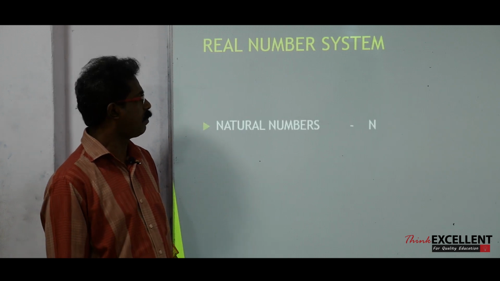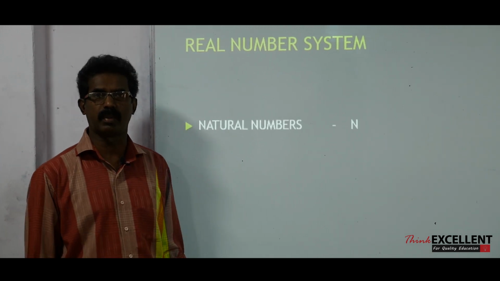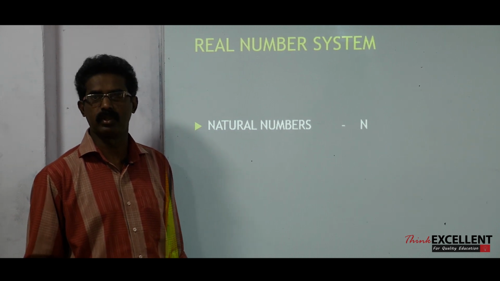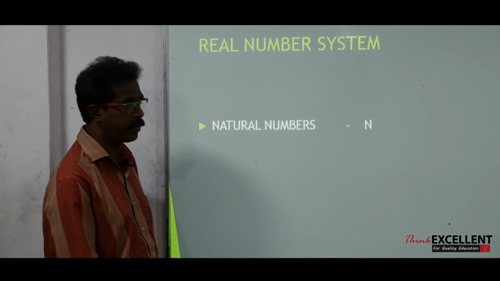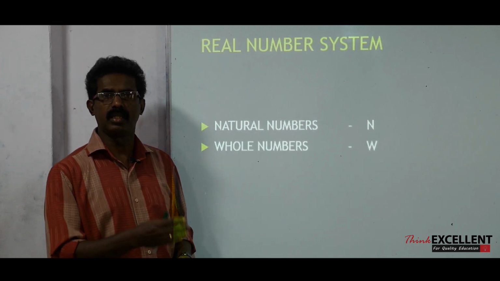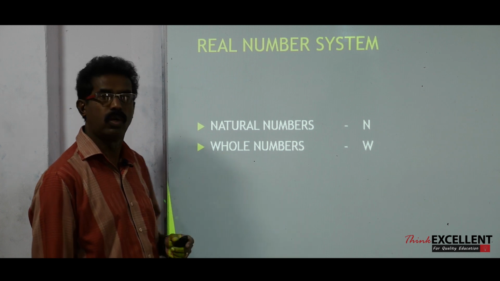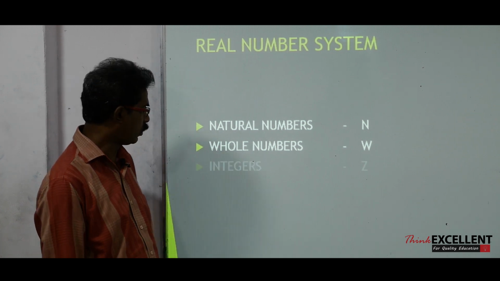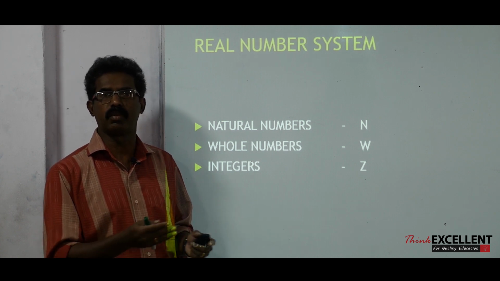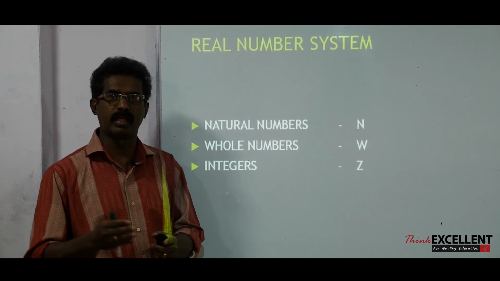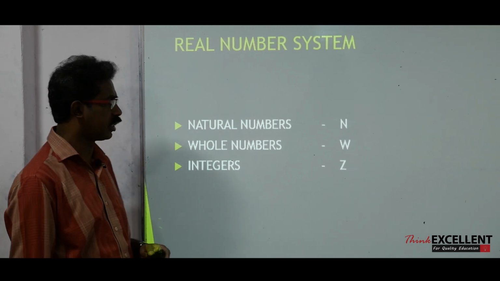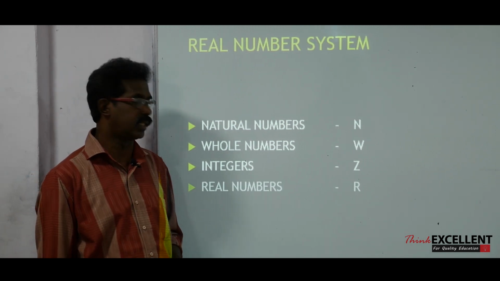You know the number system. The first one is natural numbers, or we call it counting numbers. It starts from 1, 2, 3 and so on, and we denote it as capital N. Then if you add 0 also, 0, 1, 2, 3 etc., we call it whole numbers and we denote it as W. Then integers: along with that we take the negative numbers, minus 1, minus 2, minus 3, that is 0, 1, 2, 3 etc., minus 1, minus 2, minus 3 etc., and the whole system we call integers, and we denote it as Z.